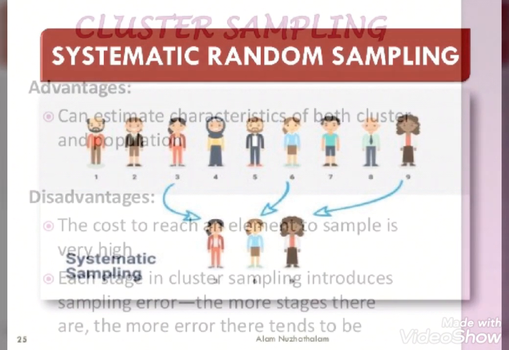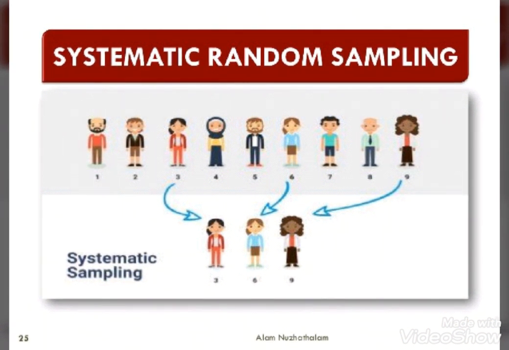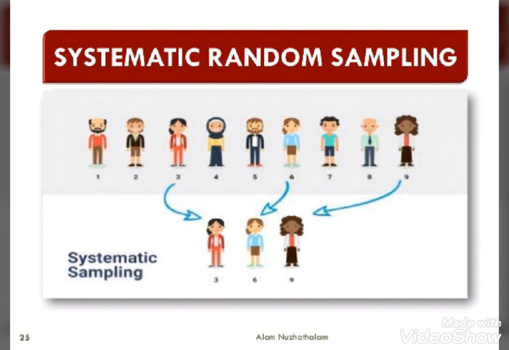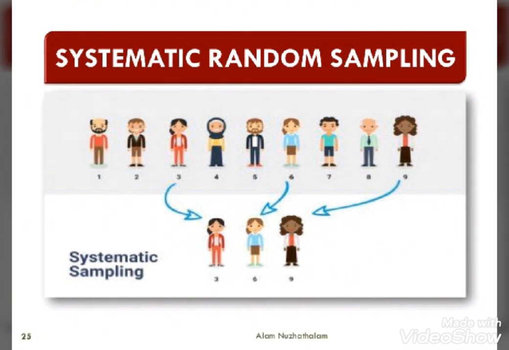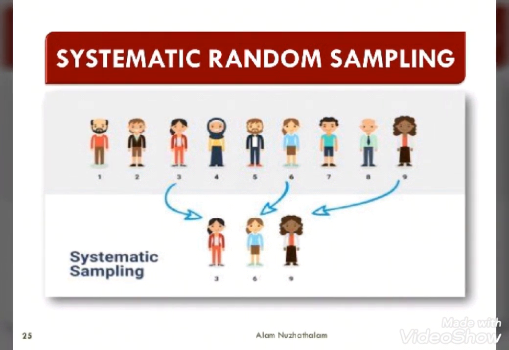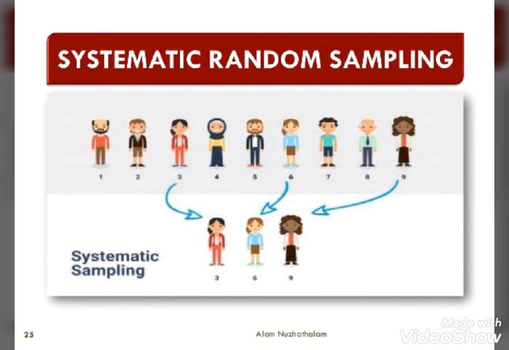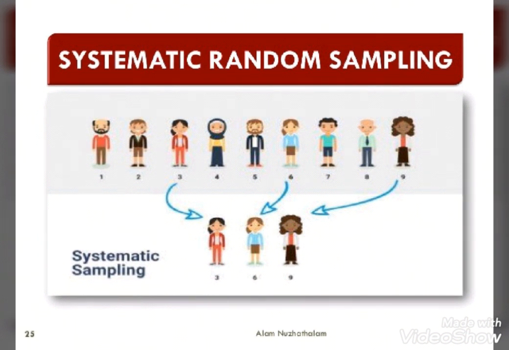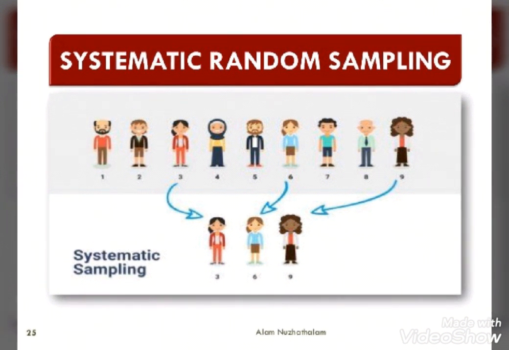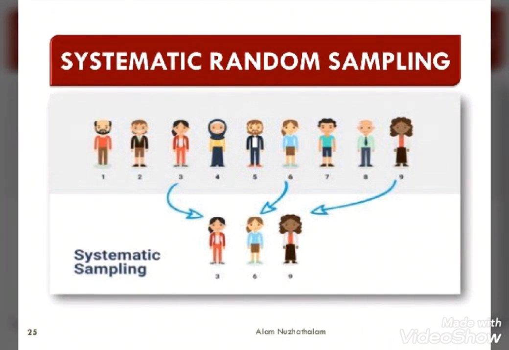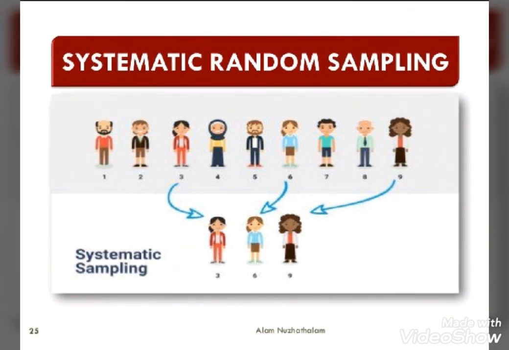Then we will go for systematic random sampling. In systematic random sampling, you are selecting your samples randomly but in a systematic way. That is, you can say there is some uniformity or similarity in your way of selection. You can see in the diagram, each sample is selected on the third count: 1, 2, and the third is selected, then 4, 5, and 6 is selected, then 7, 8, and 9 is selected. So you are selecting on every third count. This is the systematic way of selecting your sample.